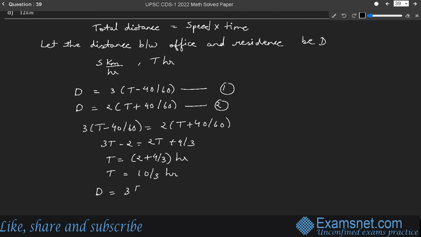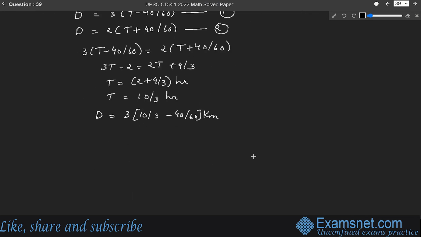So it will be 3 into 10 by 3 minus 40 by 60 kilometer, because we are talking about the distance now. On further solving, it will be equal to 3 into 10 by 3 minus 2 by 3 kilometers. So it will be 3 into 8 by 3, which is 8 kilometer. So the distance between the office and the residence is 8 kilometer.